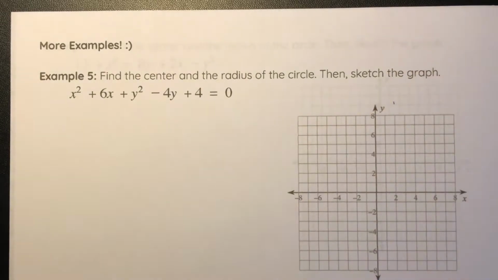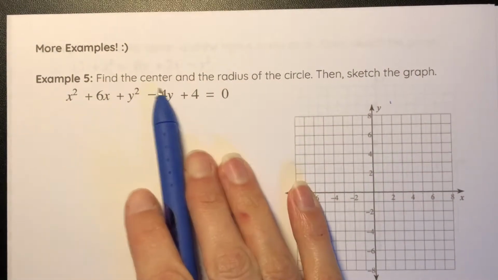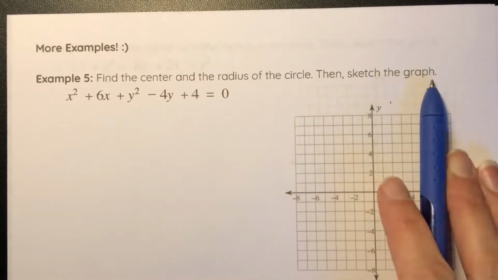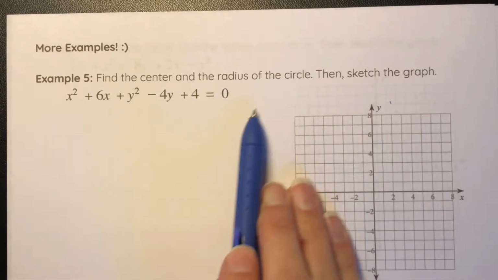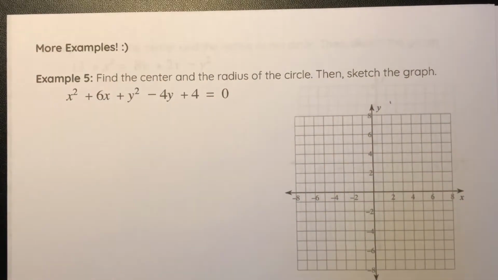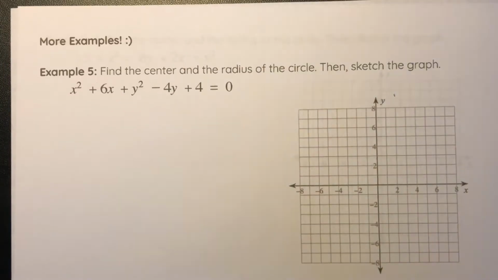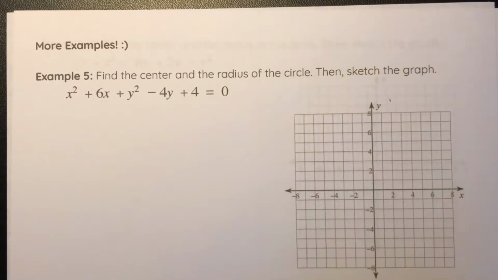Hello, we're going to go ahead and go over some more examples for the Circles Day 2 lesson. This first example says, find the center and the radius of a circle, then sketch the graph. We can tell already that our circle is not in standard form, which means we have to complete the square in order to write this equation in standard form.